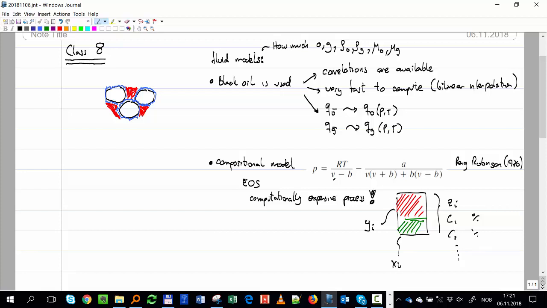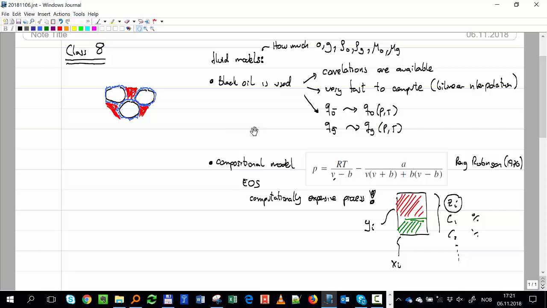And to find that composition, we don't know. The only thing that we know is this. We know what I measure after the separator. I know the total composition of my fluid. But I have no idea, at the given pressure and temperature, how it's going to split into Yi and Xi.